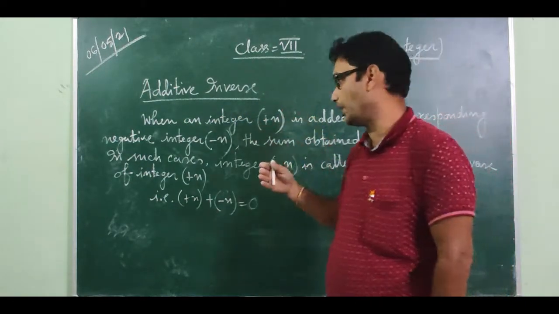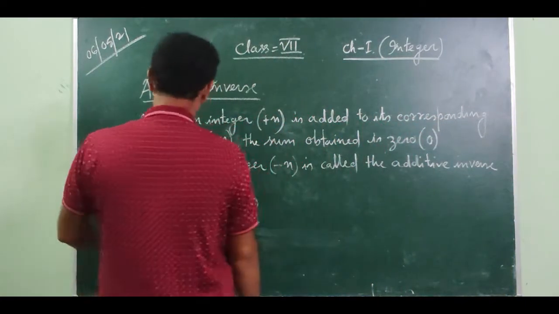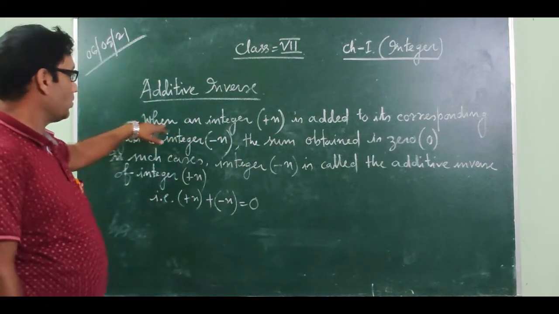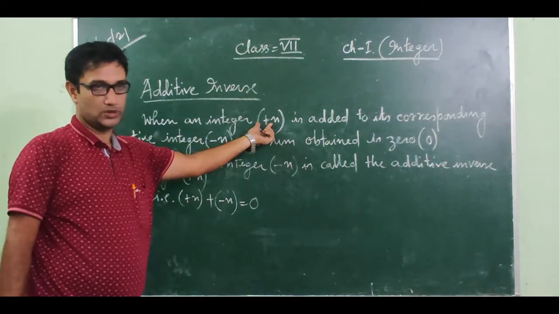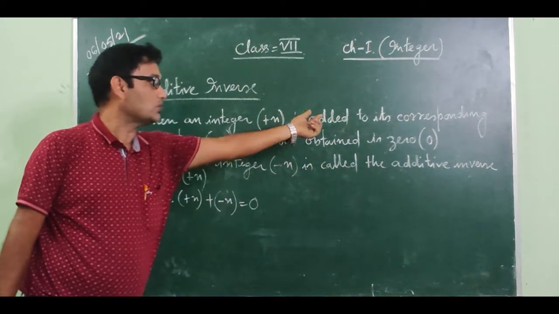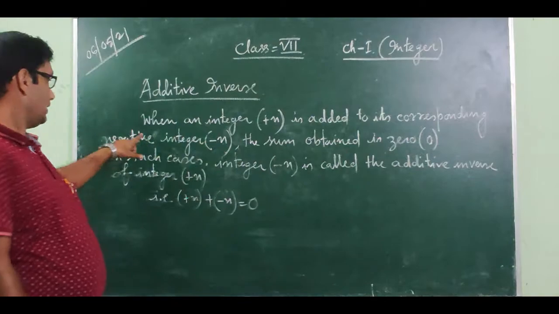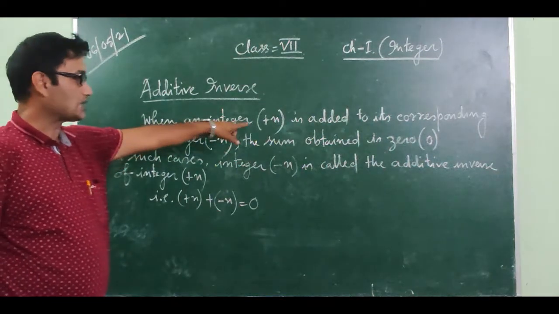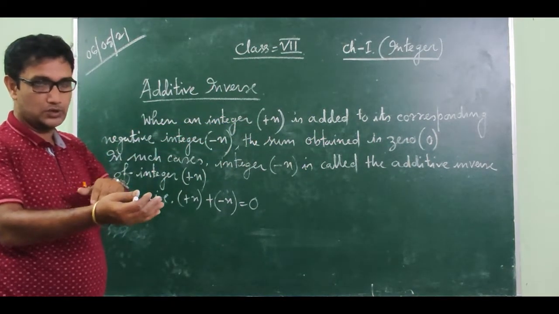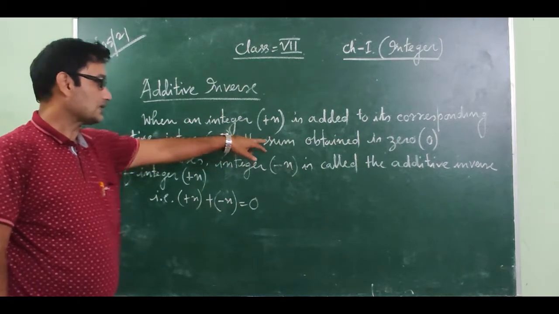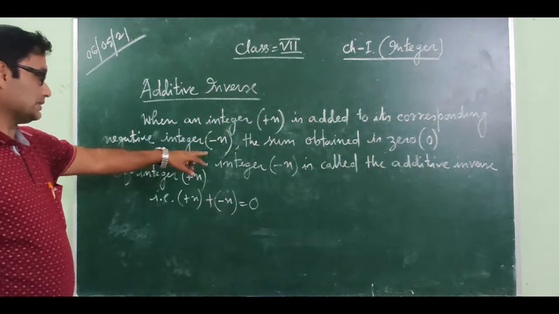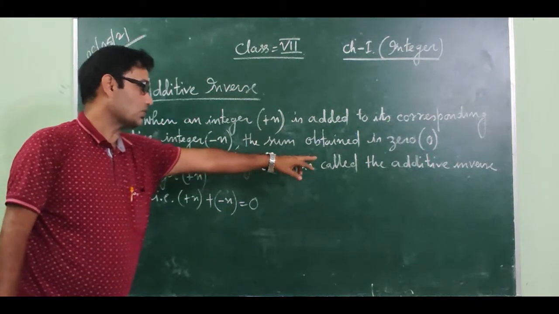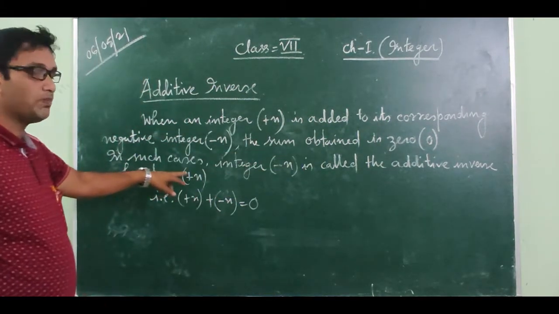Additive integers means what? You see I have written here definitions. When an integer plus n is added to its corresponding negative integer, minus n, then the sum obtained is 0. In such cases, the integer minus n is called the additive integer of plus n.